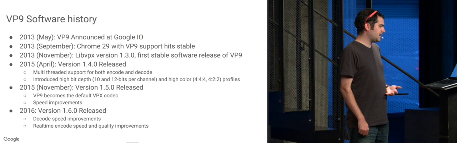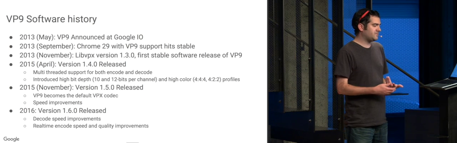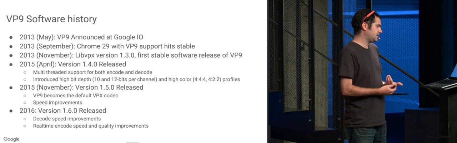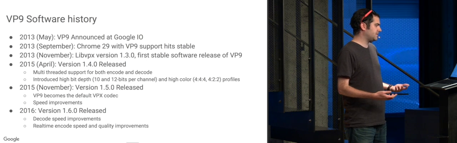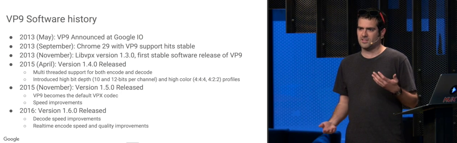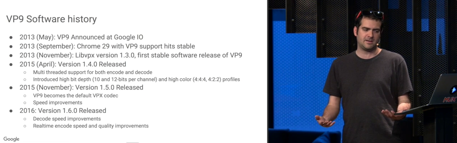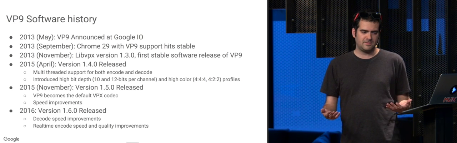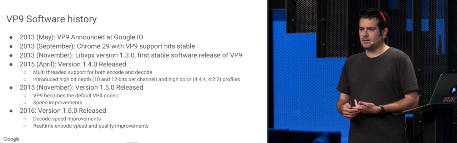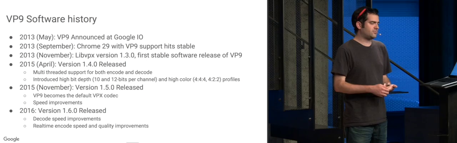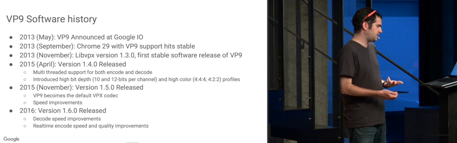In April of 2015, last year, we finally introduced multithreading support. And in November of last year, we made VP9 the default codec in our software library. Our library supports both VP8 and VP9, and we had a bunch of speed improvements. In version 1.6, we really focused on decode speed and on real-time encode and real-time quality.